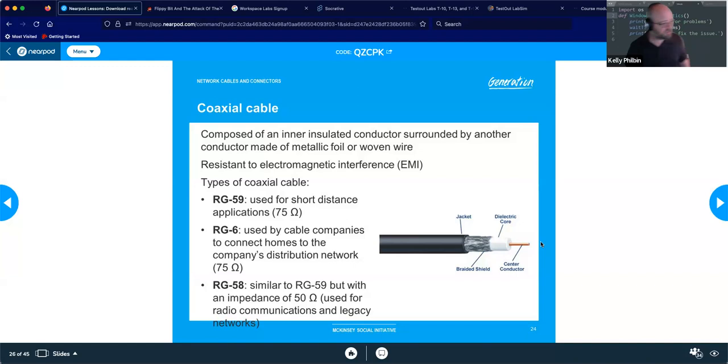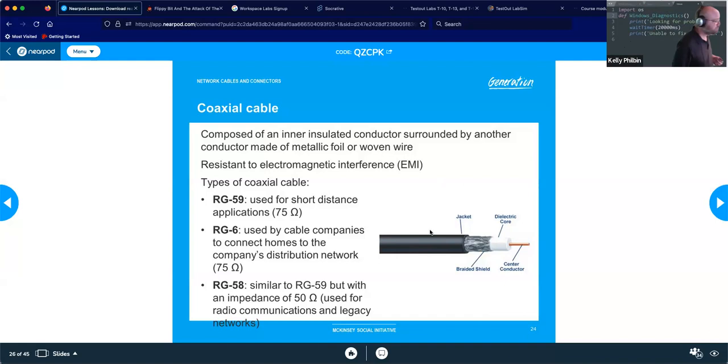Then you have a dielectric core that surrounds it, which kind of gives that cable strength. The beautiful thing is they put this braided shield around there, which makes it less susceptible to electromagnetic interference, or EMI, or RFI, which is radio frequency interference. So it is relatively resistant to it because of the way it's built, and then it has this jacket that slips over it.